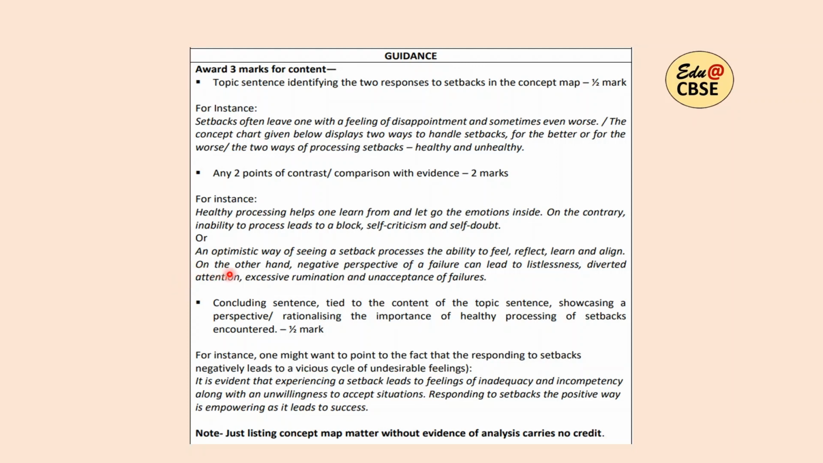Then CBSE has given another example, another way in which you can write. An optimistic way of seeing a setback processes the ability to feel, reflect, learn and align. On the other hand, negative perspective of a failure can lead to listlessness, diverted attention, excessive rumination and unacceptance of failure. So on the other hand, so again such phrases and expressions.